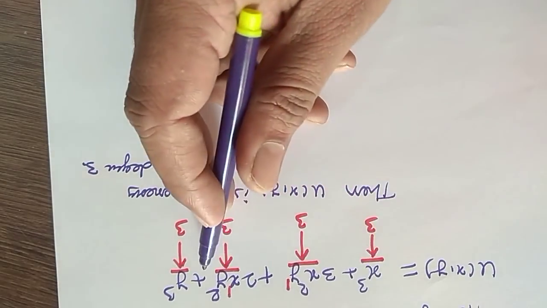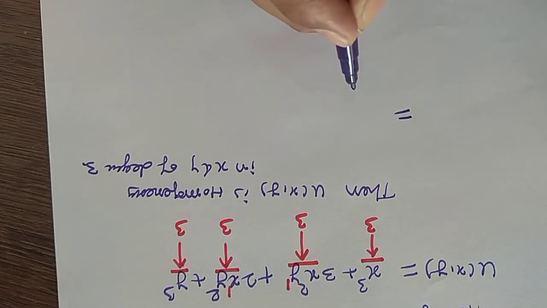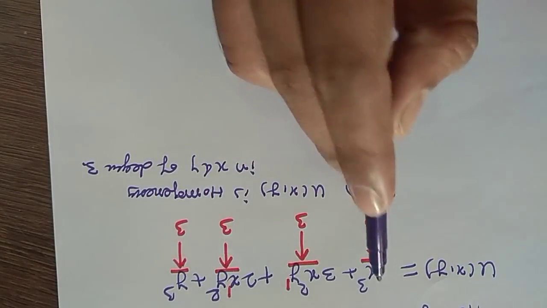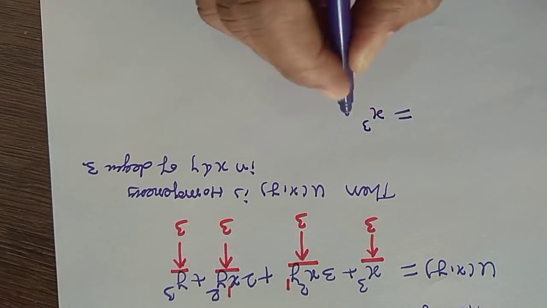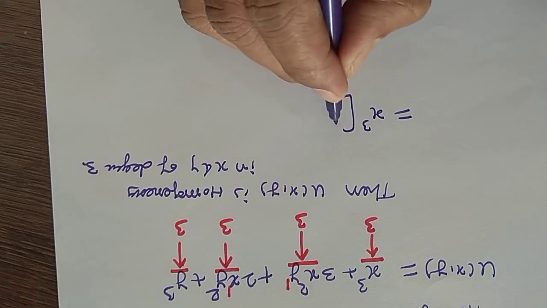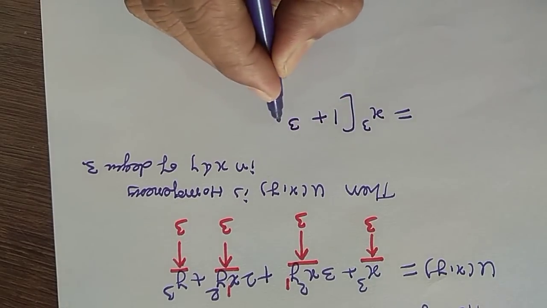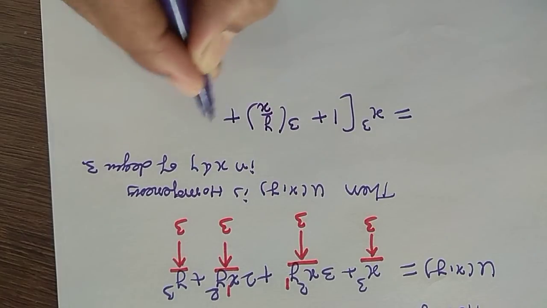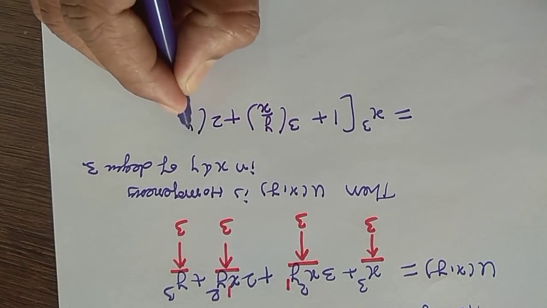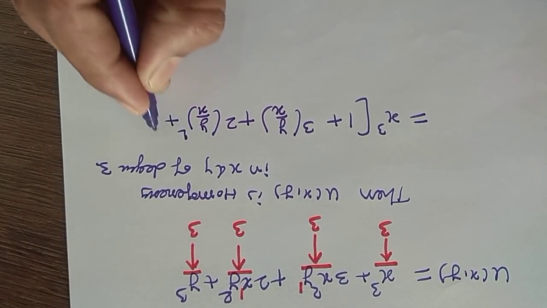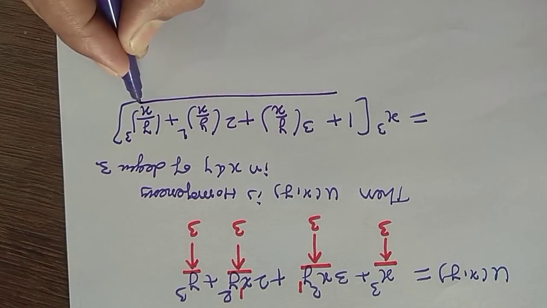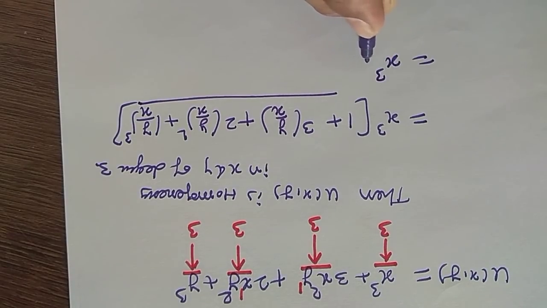And here this function is homogeneous of degree 3, then I can write this function by taking either x cube common or y cube common. First I will take x cube common, then what will happen? x cube in the bracket, the remaining terms are 1 plus 3 y divided by x plus 2 into y divided by x square plus y divided by x cube. This total function I will treat as x cube into phi of y divided by x.